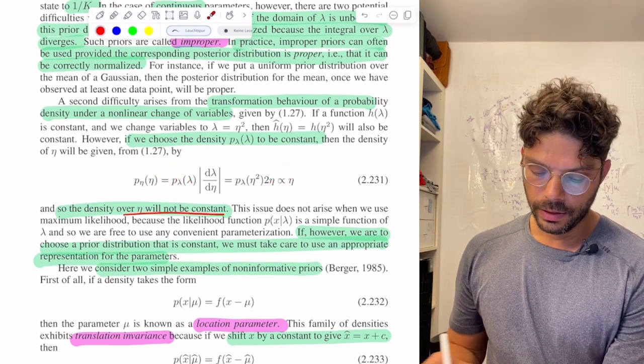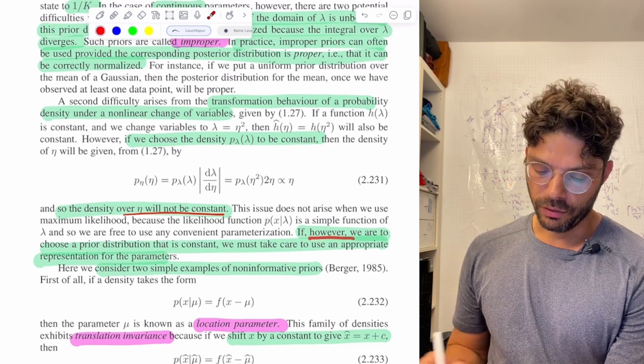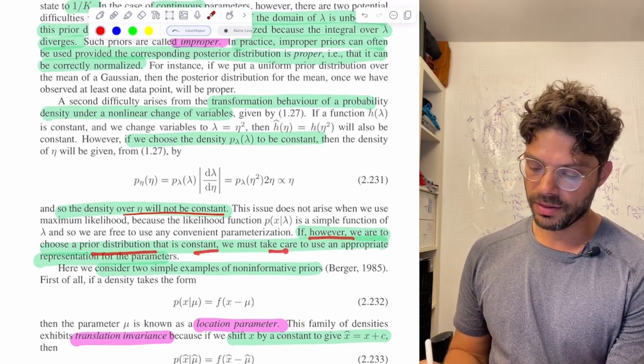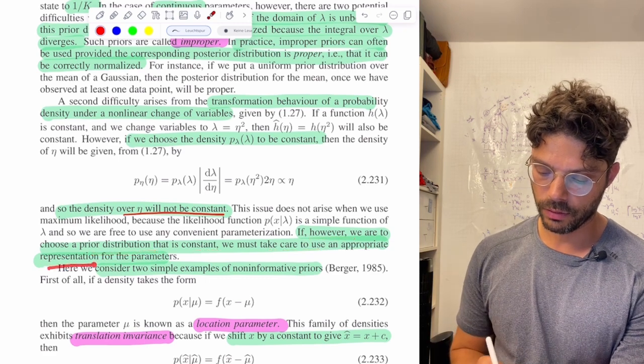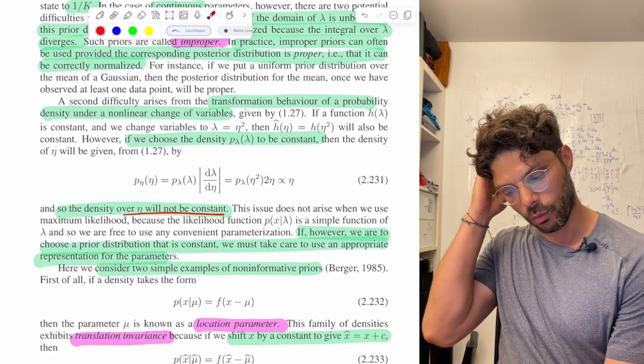So we're free to write. If, however, we were to choose a prior distribution that is constant, we must take care to use an appropriate representation for the parameters. And so the question is, what does that mean, right?